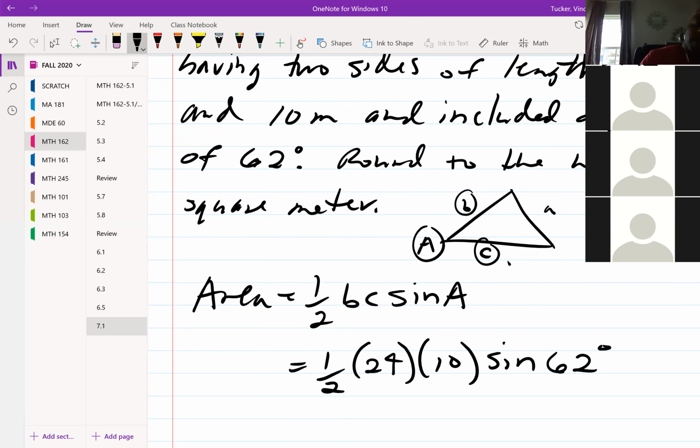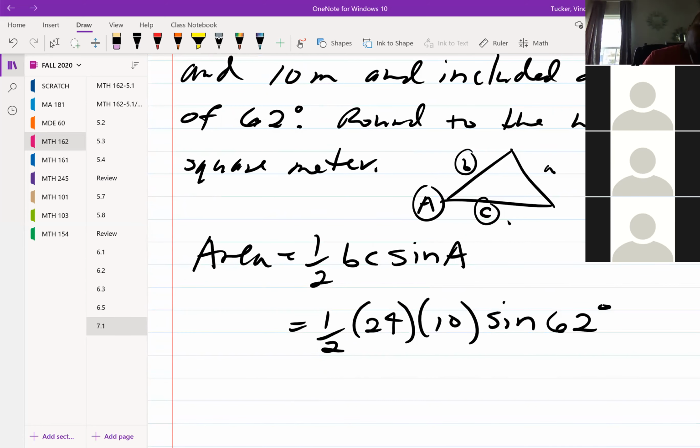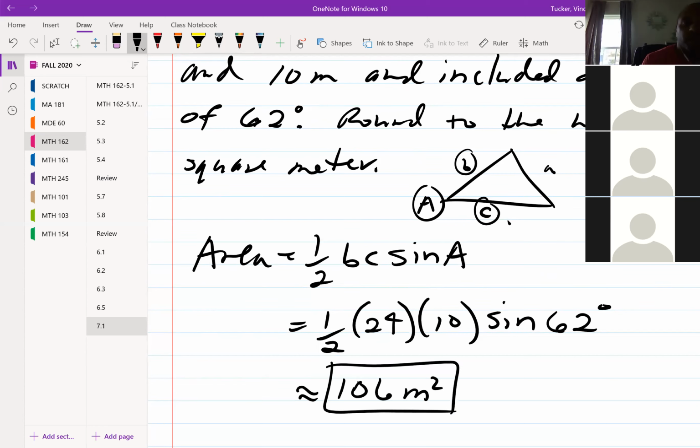So if you throw that in your calculator, that will be approximately 106 meters squared. So your area after you finish calculating will always be in square measurement. That's because you're multiplying those two sides. Meters times meters will be meters squared. And they tell you to round to the nearest square meter. So that would be approximately 106 meters squared, or squared meters.